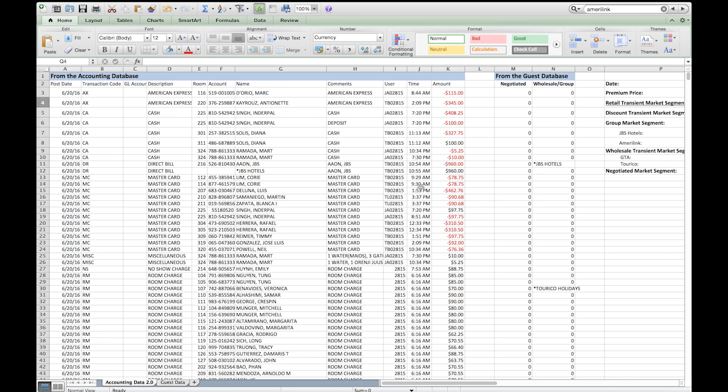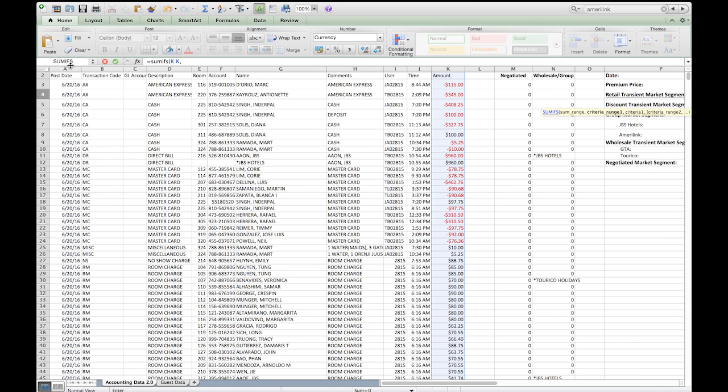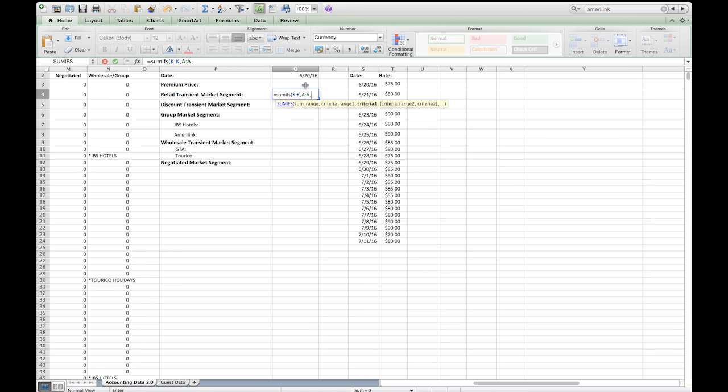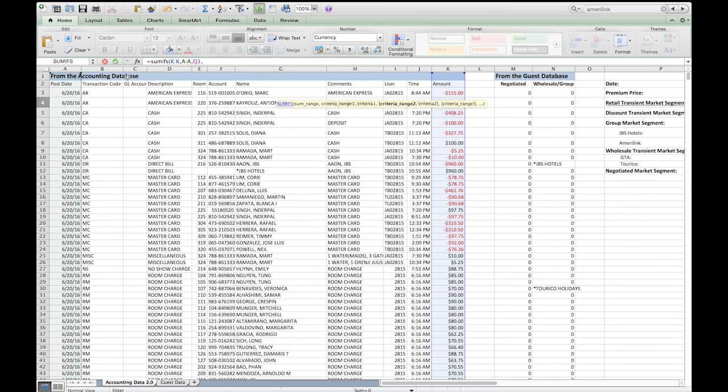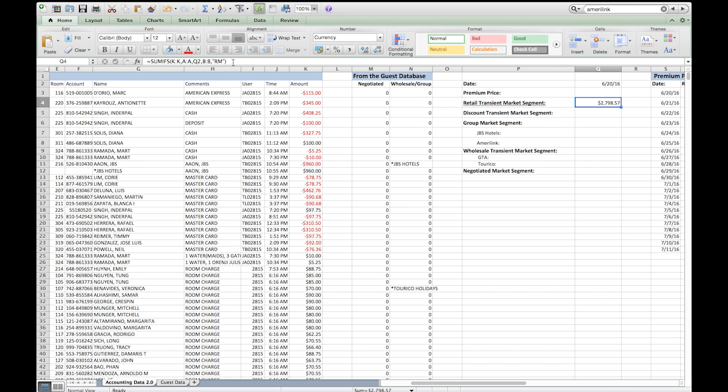So for the SUMIFS formula, the first component is, what are we adding? We're still reporting revenue, so we add the dollar amounts in column K. We also have the restriction that it has to be on June 20th, and we have the restriction that it has to be a room charge. So this is all old stuff, right? You did this last week. Now here's the new stuff.